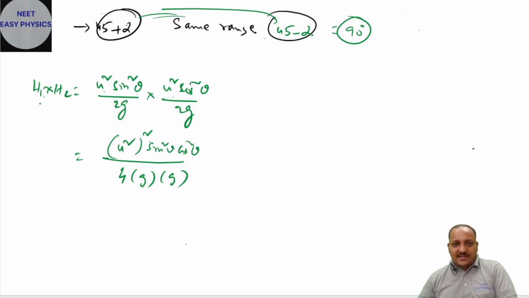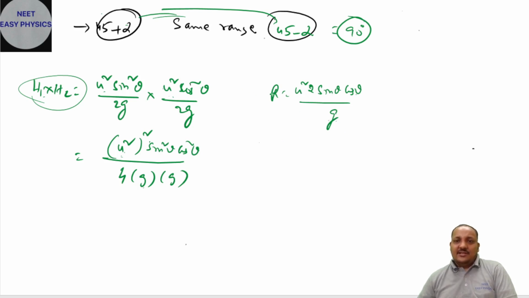Because they will ask what is the relation between range and H1 and H2. What is the range equation we came to know? U square 2 sin theta cos theta by g. Now write this equation in terms of R. In place of u square sin theta cos theta by g, what you can write? U square sin theta cos theta by g is going to be equal to R by 2.